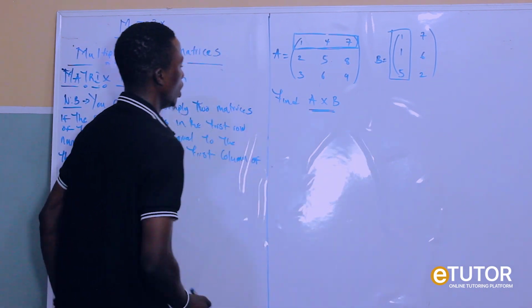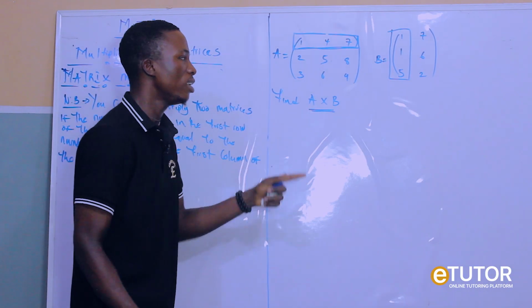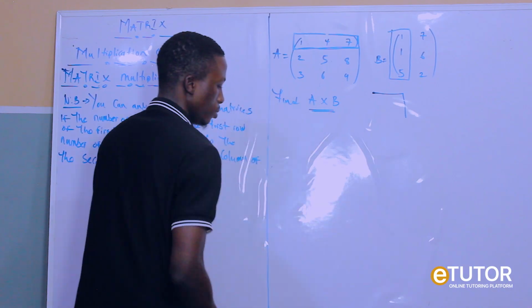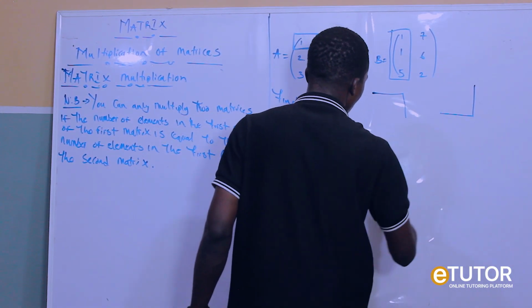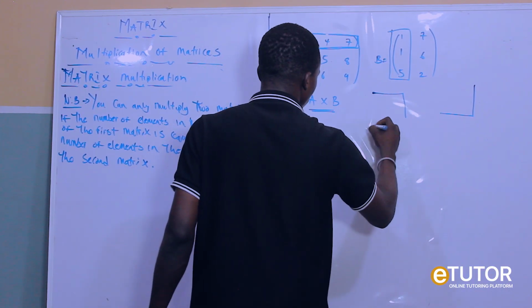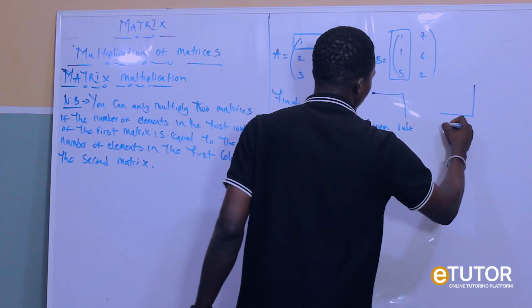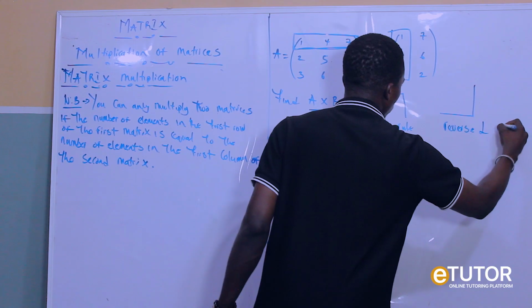But everybody watch here now. There are two rules you have to follow before you can multiply matrices. The rules are the 7 rule and the reverse L rule. So the 7 rule and the reverse L rule.